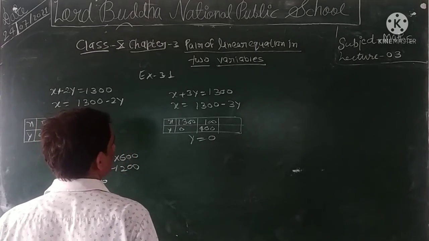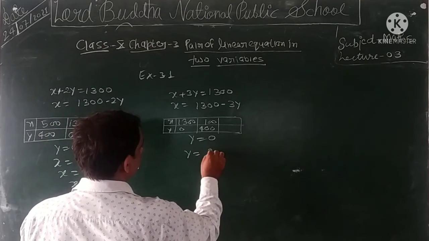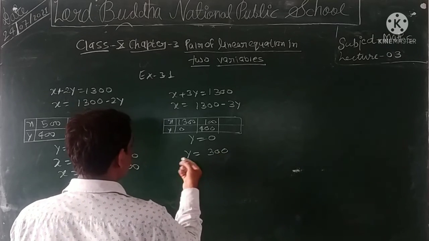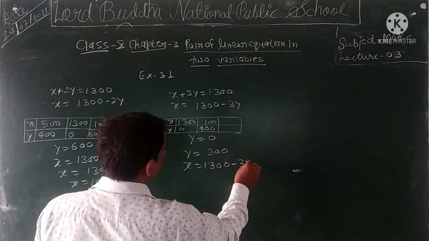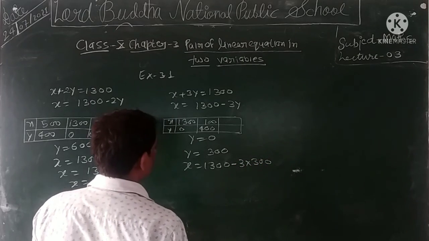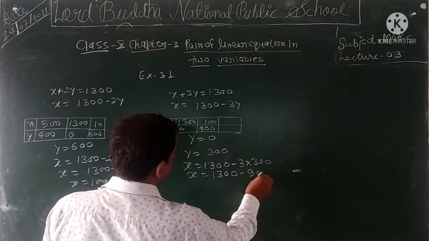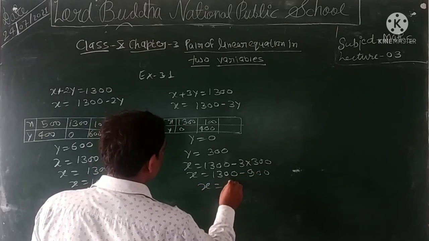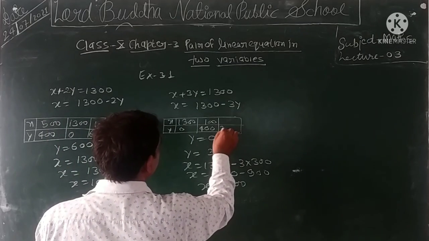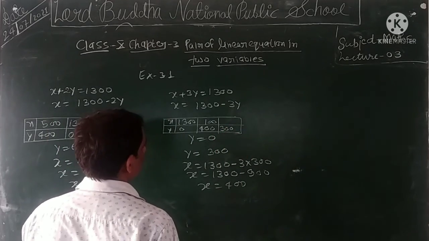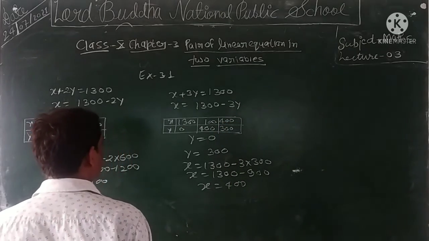We take y equal to 300. Then x will be 1300 minus 3 into 300. So x will be 1300 minus 900. X equal to 400. Here y is 300, x is 400. Okay.